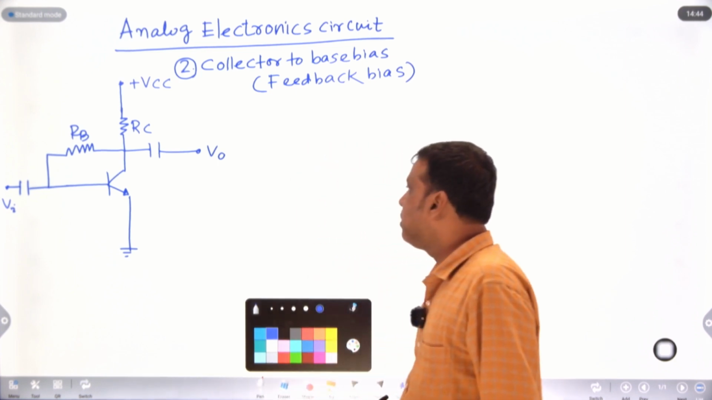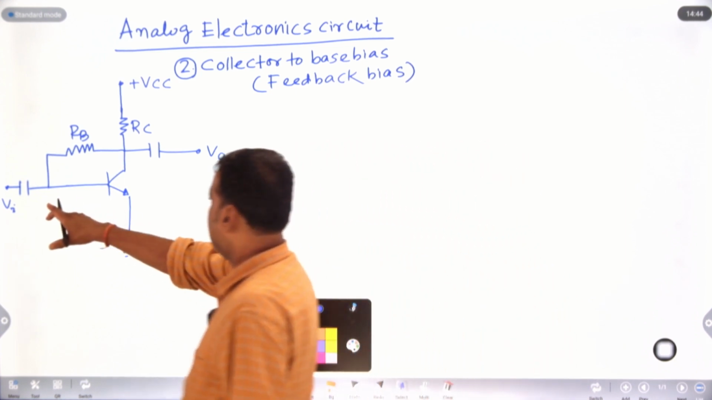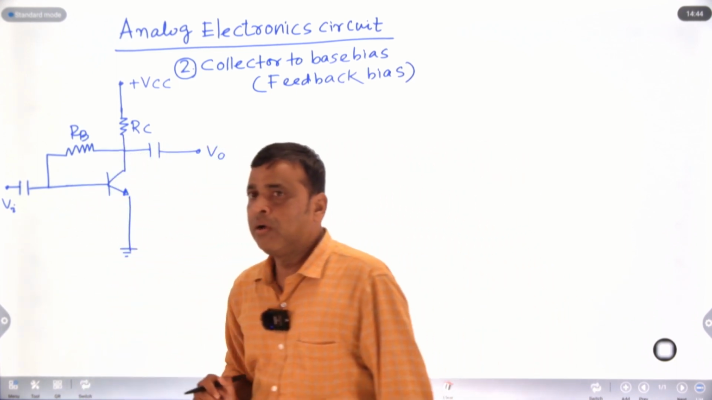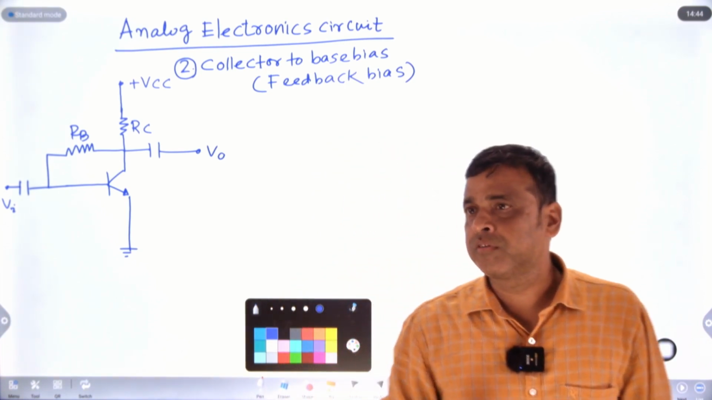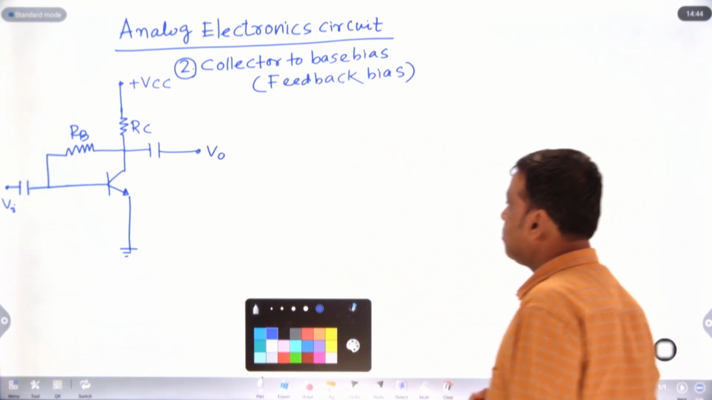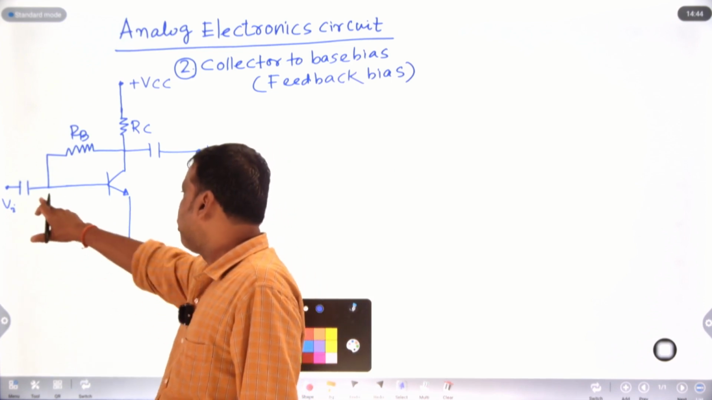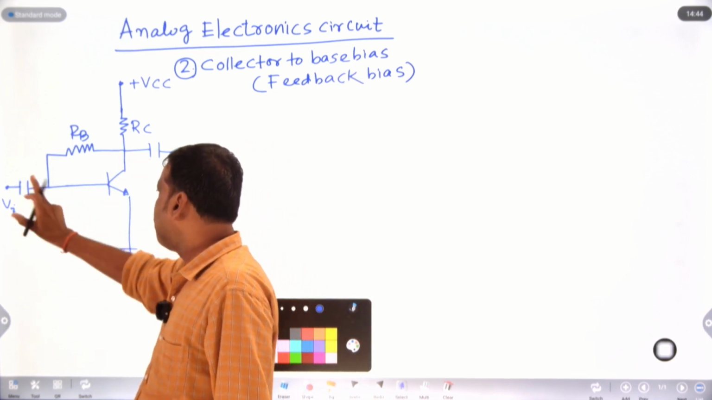In this DC biasing of BJT circuit, there is a capacitor here and also a capacitor there. Now in DC, the capacitor is open circuited, because the frequency is 0 and the reactance will be very high, so it can be treated as an open circuit.